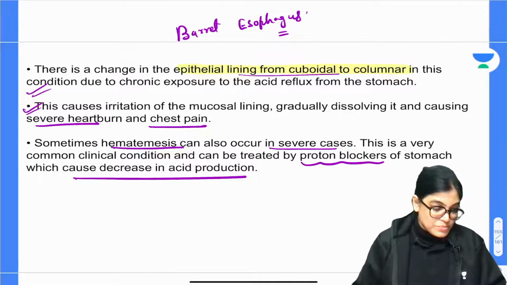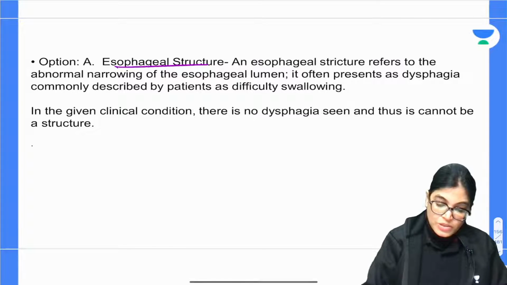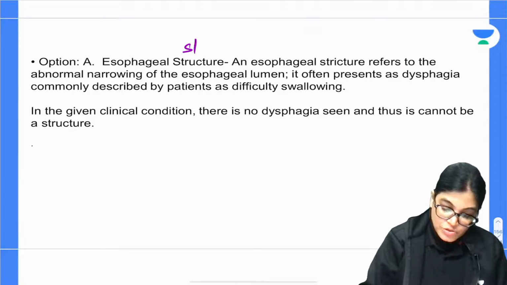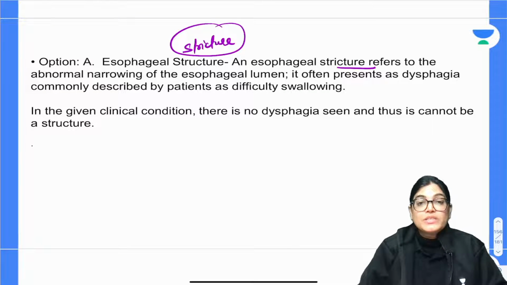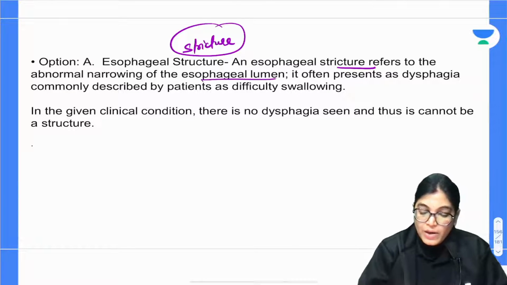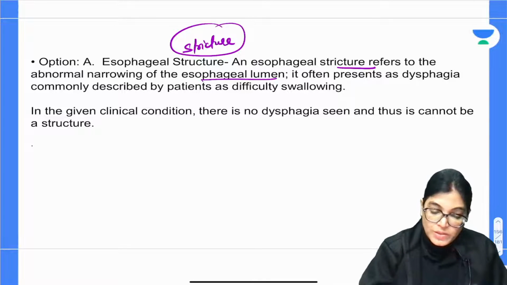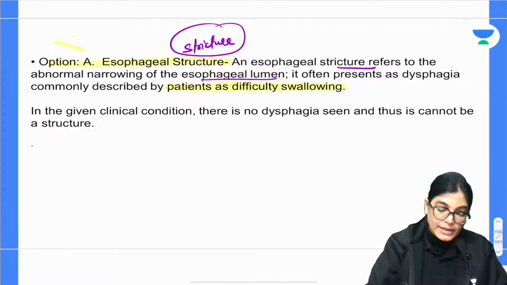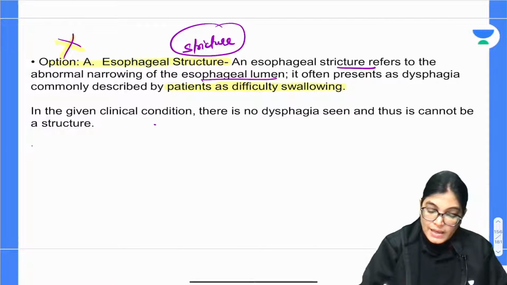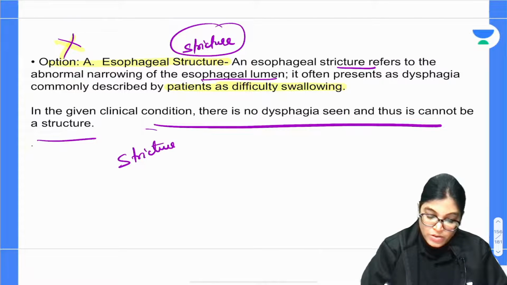Yes, you are absolutely right, Akani. Now, option A was esophageal stricture. Esophageal stricture means abnormal narrowing seen in the esophageal lumen, and if that were the condition, the presentation of the patient would involve difficulty in swallowing. This symptom was not presented in the case, so this is not the correct answer. There is no dysphagia as in the case of esophageal stricture, so it cannot be the case.